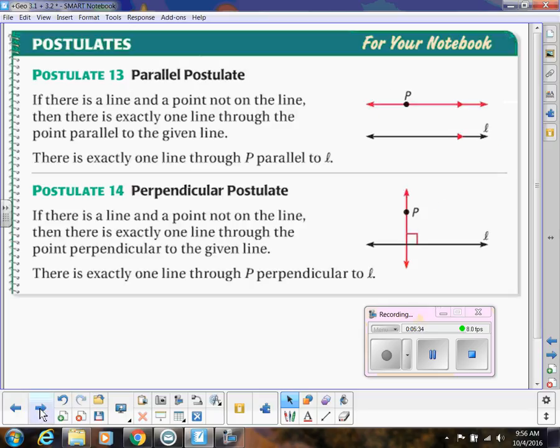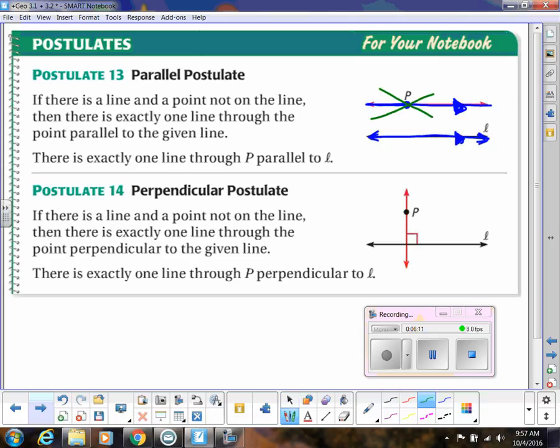The last thing we're going to talk about is the two postulates. The parallel postulate: if there is a line and a point that's not on the line, so we're talking about P, and this is my original line, then there is exactly one line through that point that is parallel. I can only draw one single line that is parallel. Notice how they're labeling parallel. They have these arrows, different from the arrows that show that the line continues on and on. These are solid arrows, and that indicates that these are parallel. If I drew any other line through point P, those would not be parallel to that original line.